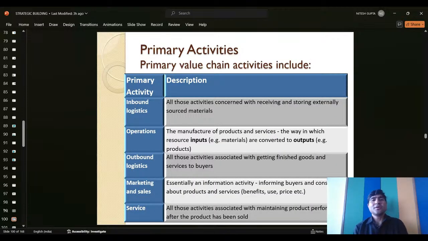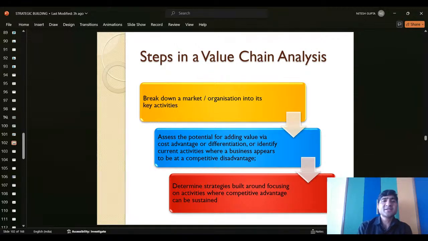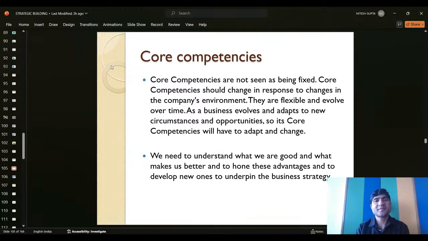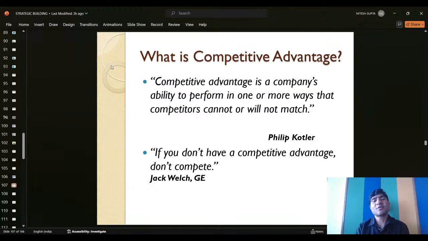So when you focus on steps in a value chain analysis, you will have to break down a market organization into key activities. You will have to focus on the potential for adding value to it and determine strategies which will build around focusing on activities. So what are your core competences? Core competences are those capabilities and critical things which a business must achieve in order to have a competitive advantage. That is what core competency means. I'm not talking more about core competency, but competitive advantage is what? Competitive advantage is a company's ability to perform in one or more ways that competitors cannot or will not match. If you don't have a competitive advantage, don't compete.